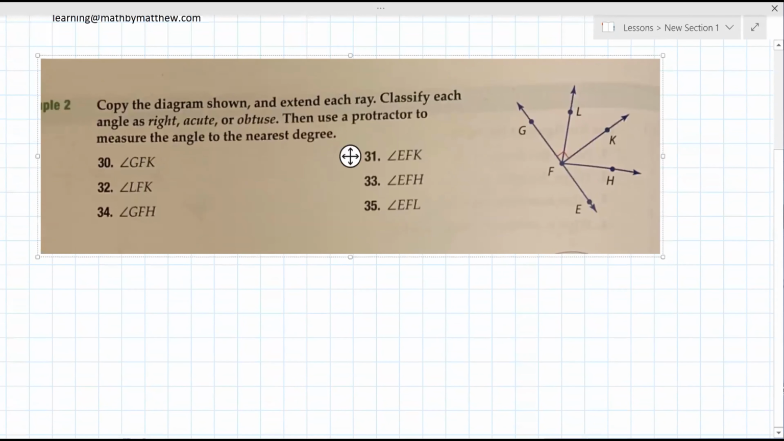Okay, it says copy the diagram shown and extend each ray. Classify each angle as right, acute, or obtuse. Then use a protractor to measure the angle to the nearest degree. Okay.